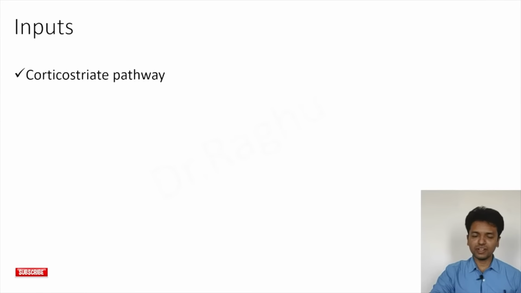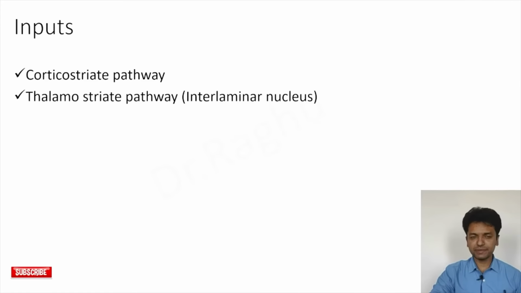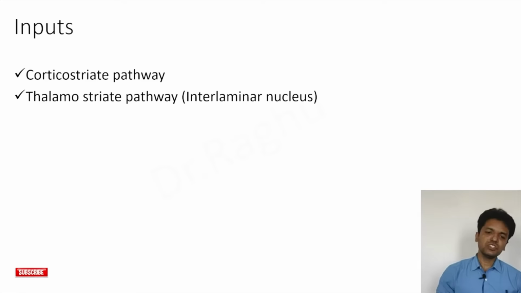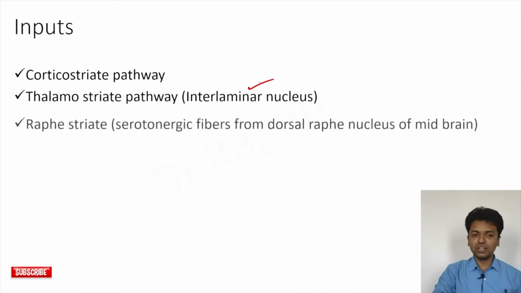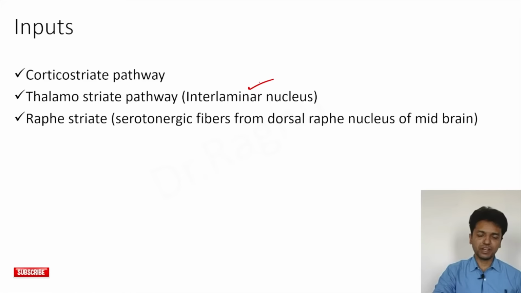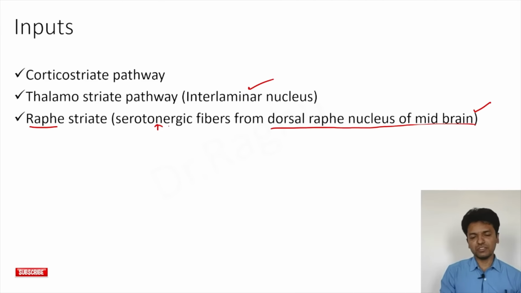Not only from the cortex, inputs can also come from the thalamus, and that pathway is called the thalamostriate pathway. From which nucleus is it coming? It is coming from the interlaminar nucleus of the thalamus. Then we have the raphe striate pathway. This is coming from the raphe, meaning the dorsal raphe nucleus of the midbrain. And what fibers are these? These are serotonergic fibers coming from the dorsal raphe nucleus of the midbrain.